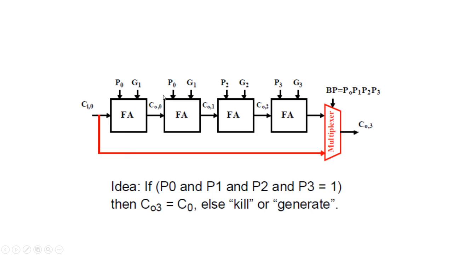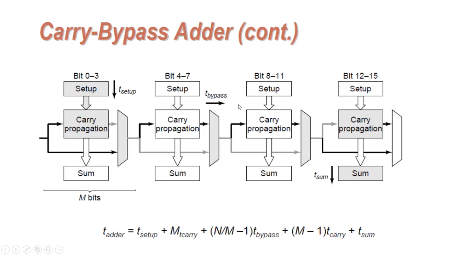So if P0, P1, P2, P3 are equal to 1, then this select line will become 1. Once this select line becomes 1, so this is I0, I1. Since the select line is 1 and this is I1, whatever your Cin is will bypass the entire full adder section, and it will be available at the final carry out for further processing. That's why this is called a carry bypass adder, or we also call it a carry skip adder.